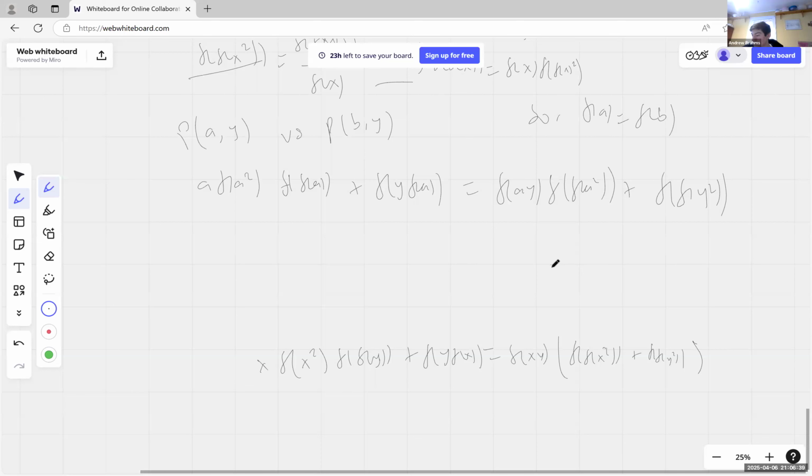Now we can reshape the left-hand side. This is equal to f(ay).